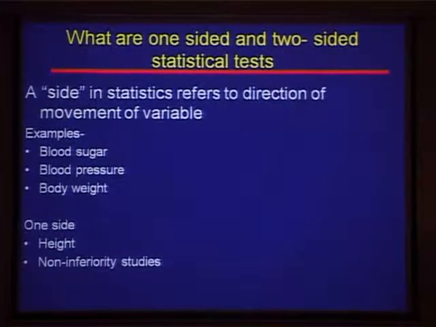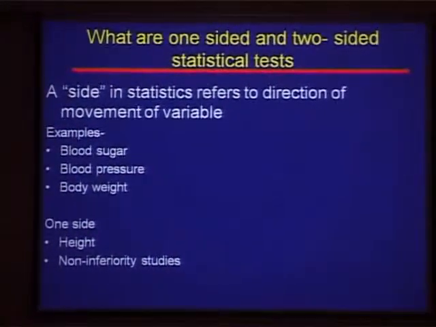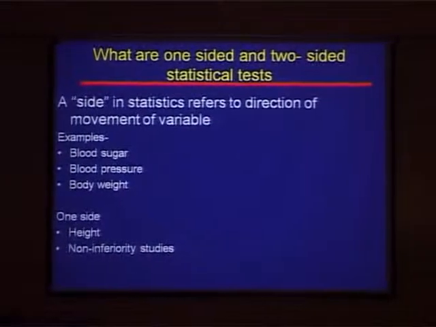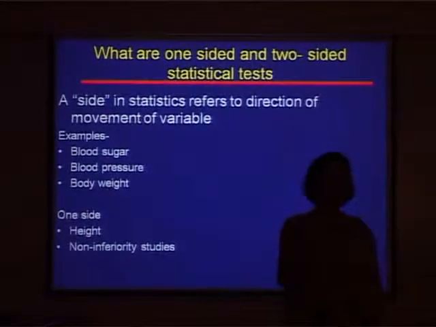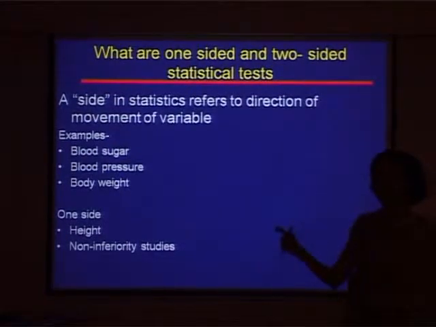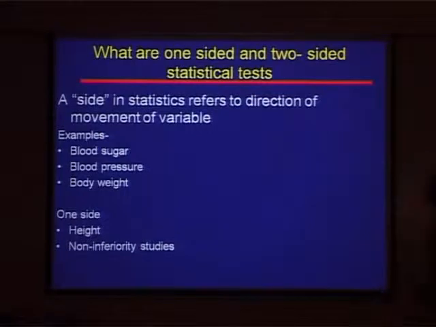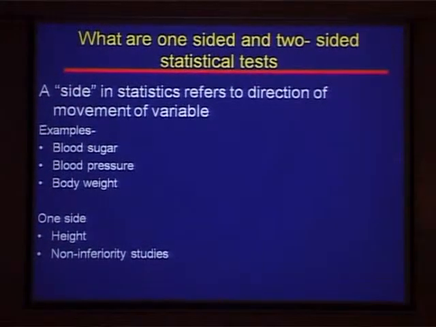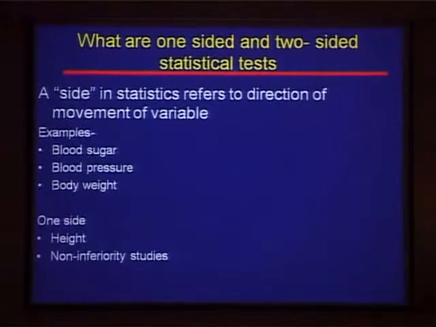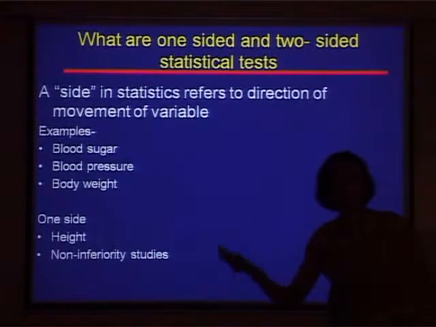The last concept I'll talk to you before I wind up is something called one-sided and two-sided statistical test. So whenever you read literature, you come across this term, one-tailed test was used, or two-tailed test was used, or one-sided test was used, or two-sided. What does a side in statistics mean? A side in statistics refers to direction of movement of data.